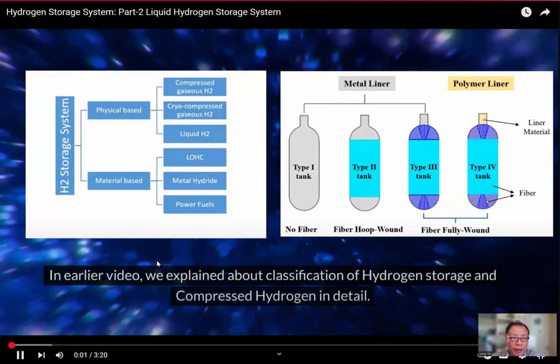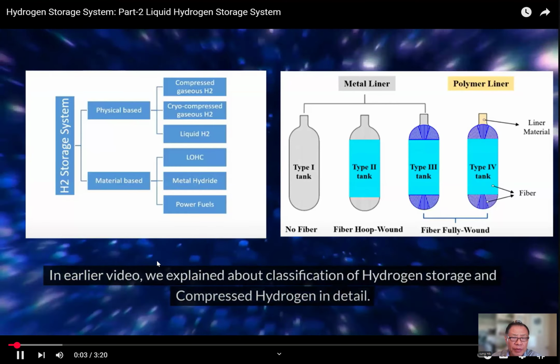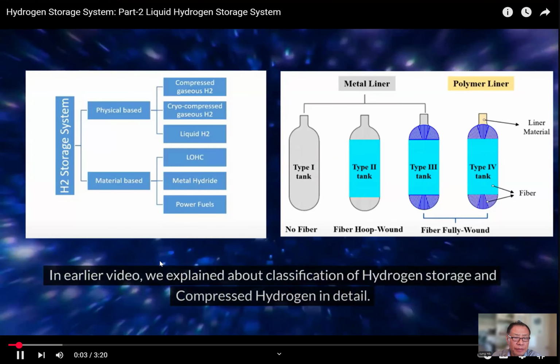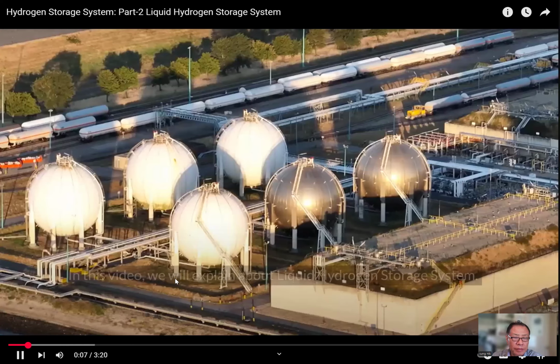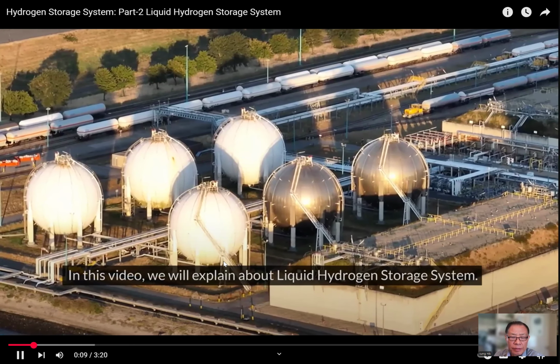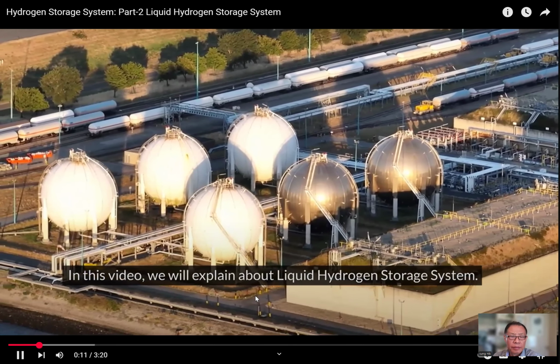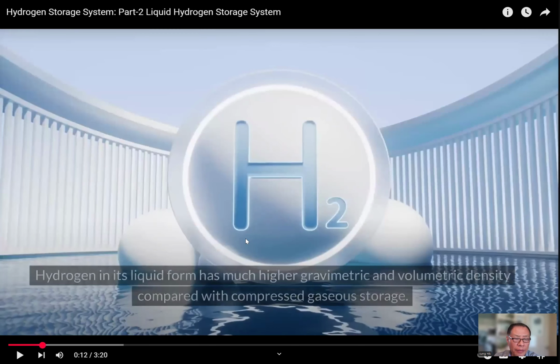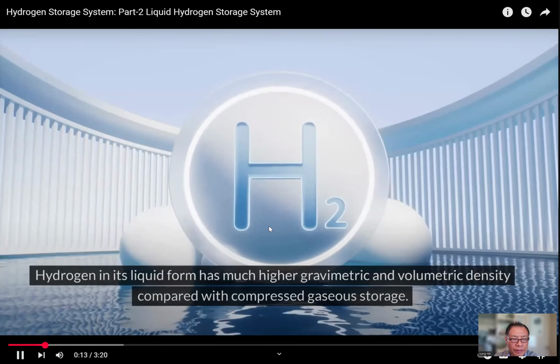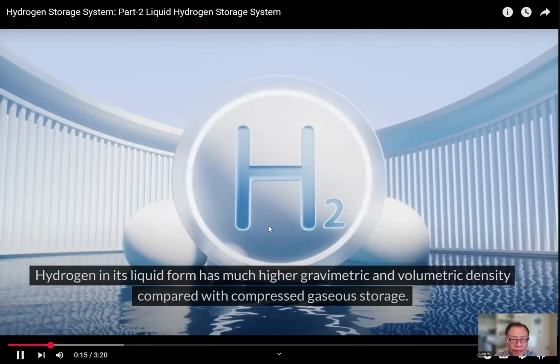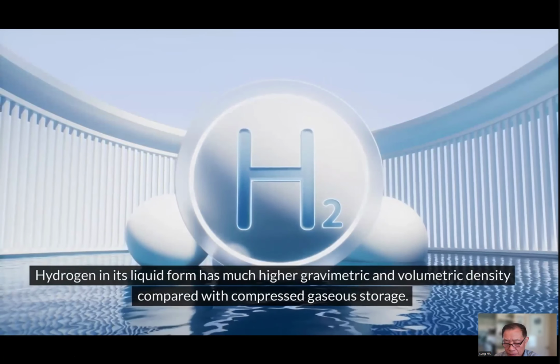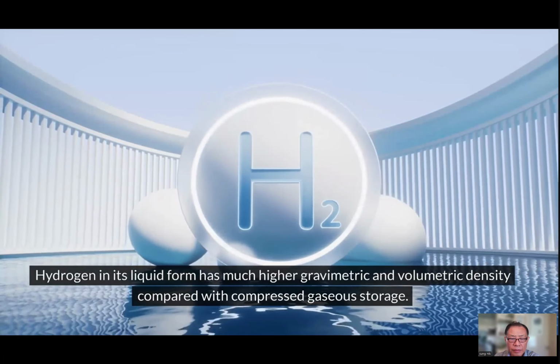In an earlier video, we explained about classification of hydrogen storage and compressed hydrogen in detail. In this video, we will explain about liquid hydrogen storage system. Now this is the liquid hydrogen storage. Hydrogen in its liquid form has much higher gravimetric and volumetric density compared with compressed gaseous storage.